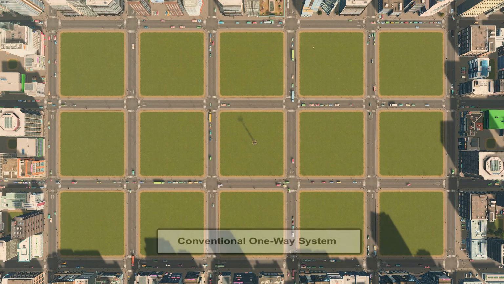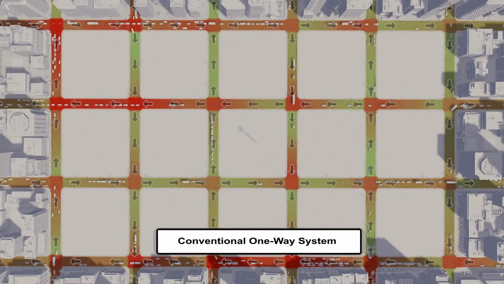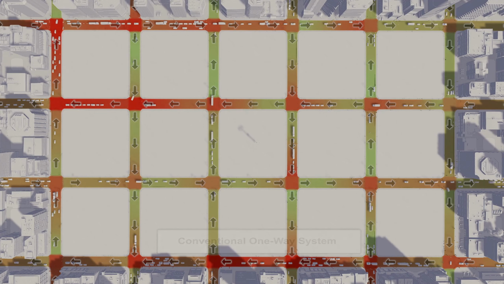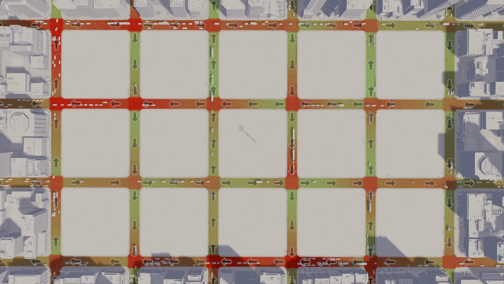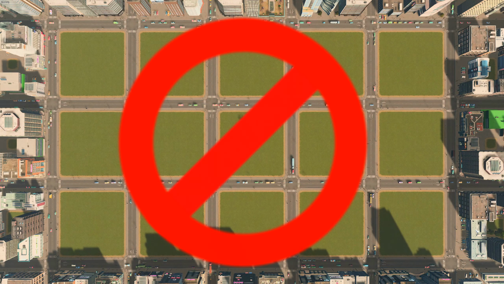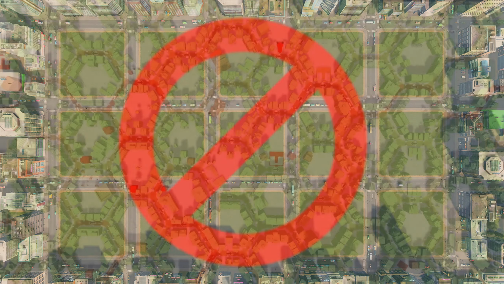Now, to be clear, I'm not talking about regular one-way systems. The type where on half of the east-west streets traffic flows from east to west, and on the other half traffic flows from west to east, and the same for north-south. So it turns out there's actually a much better way to arrange your one-way traffic.